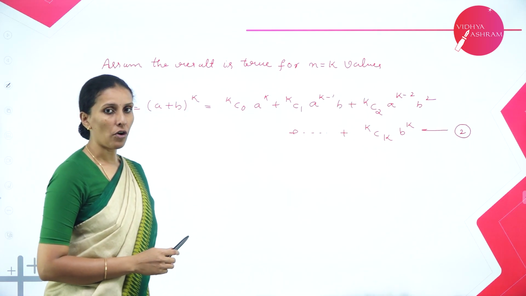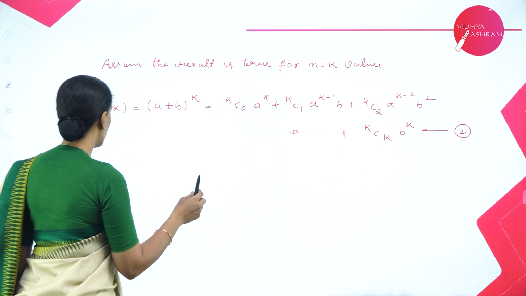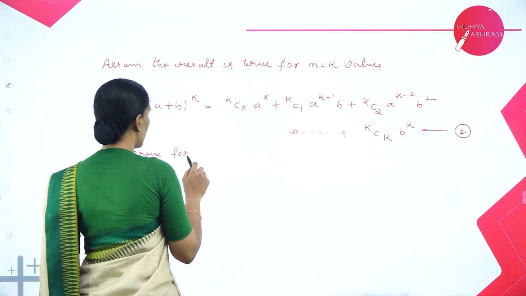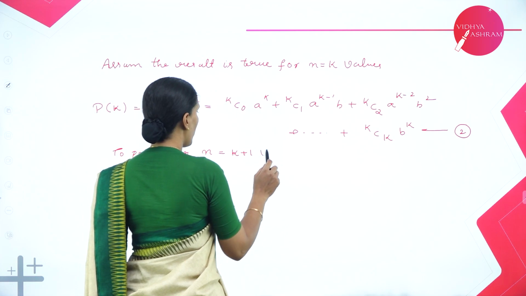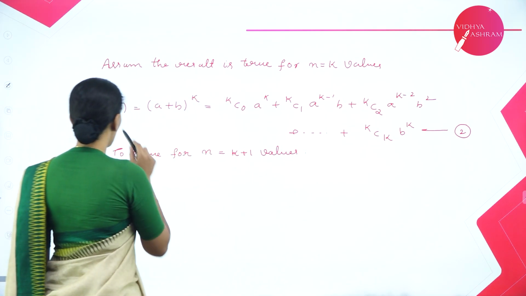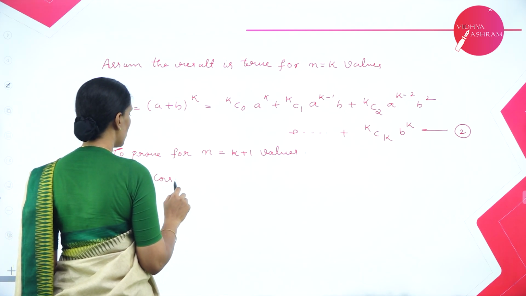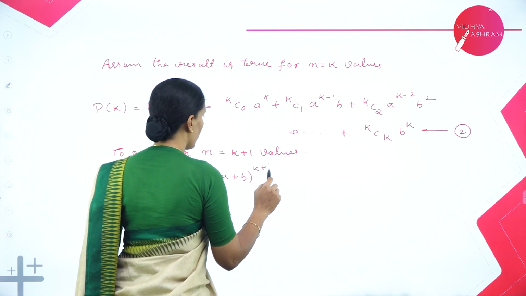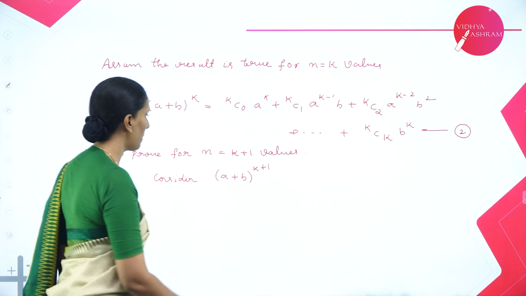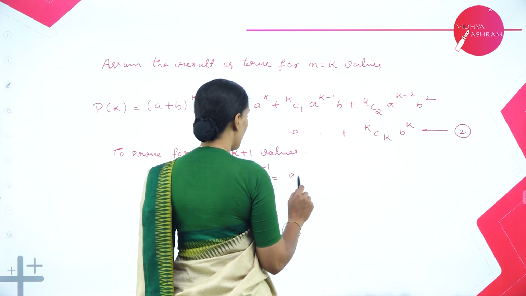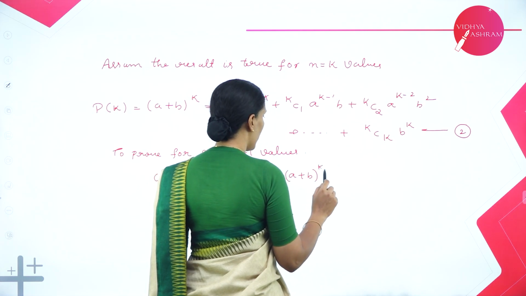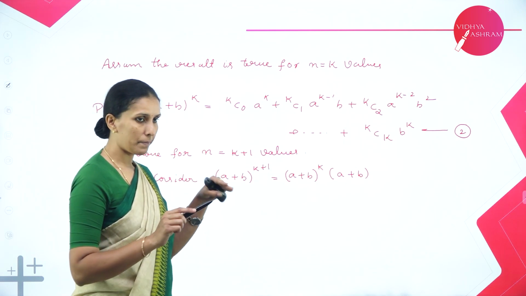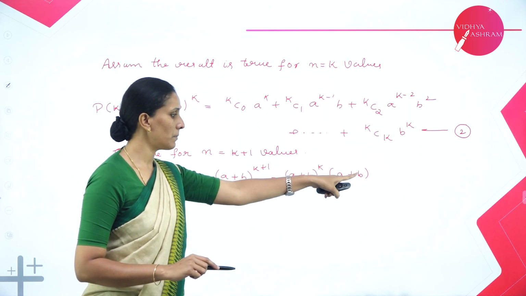Now let us prove the result for n is equal to k plus 1 values. So here consider (a plus b) to the power k plus 1. This can be written as (a plus b) whole power k into (a plus b). So using the theory of indices, k plus 1 can be separated as (a plus b) to the power k into (a plus b) to the power 1.